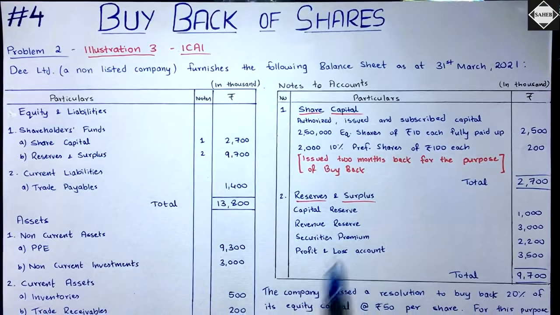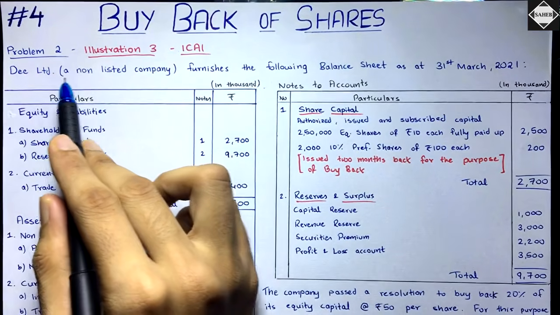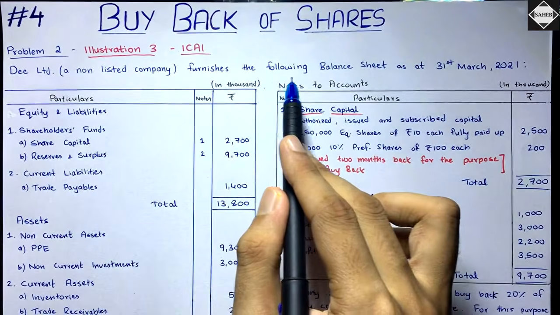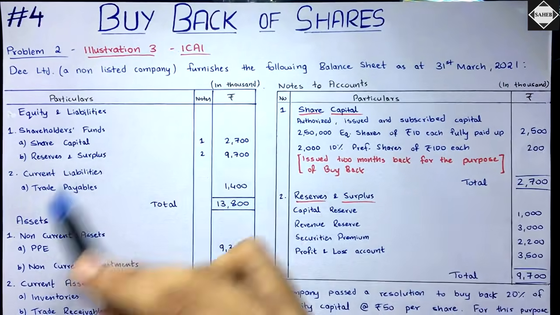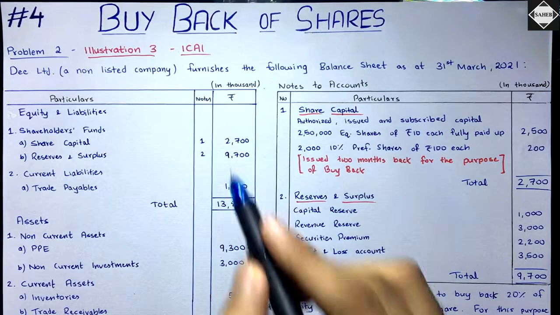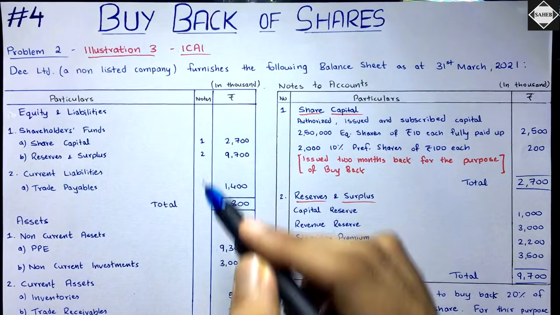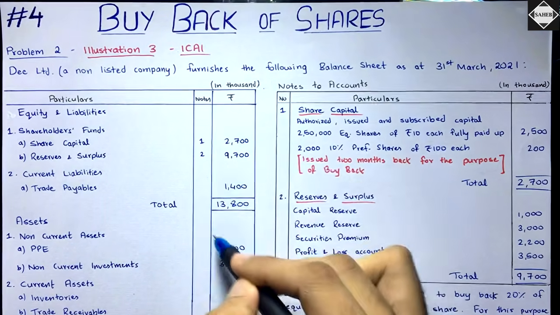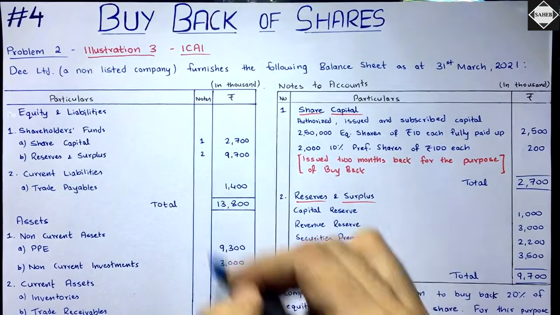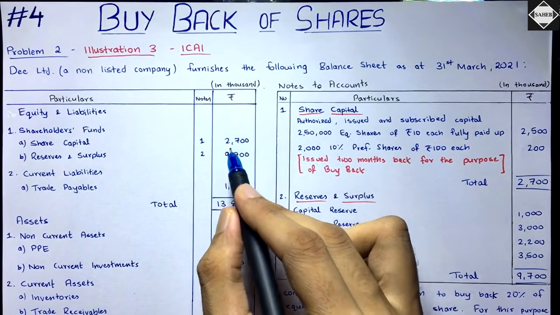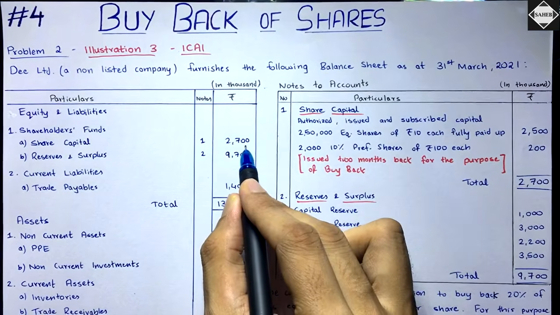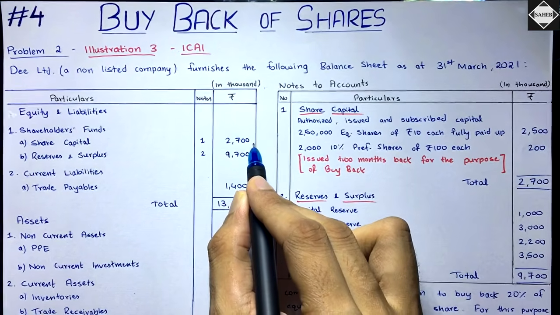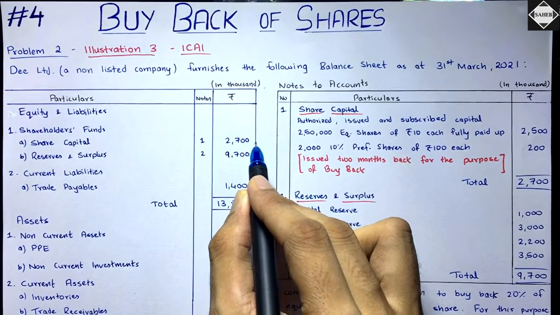Let's start. See the question over here. D Limited, a non-listed company, furnishes the following balance sheet as at 31st March 2021. Here we have been given the balance sheet and the amounts in this balance sheet are represented in thousand, but actually these amounts are in lakhs. These figures are in lakhs. See here, 2700 means 27 lakh. After this figure, there are 3 more zeros, which are invisible, which have not been written over here.